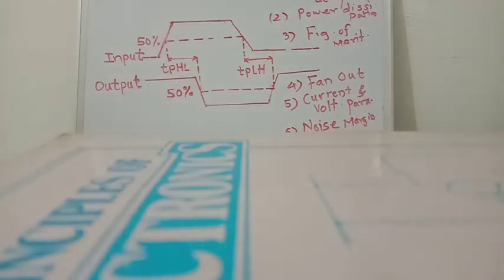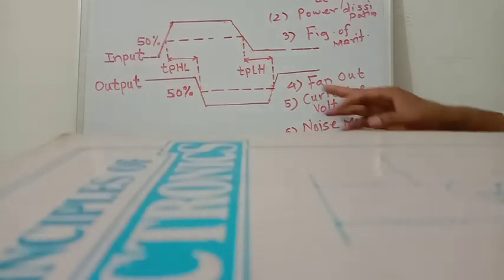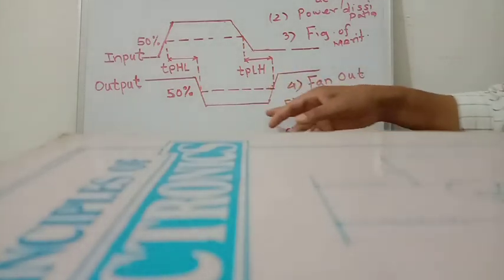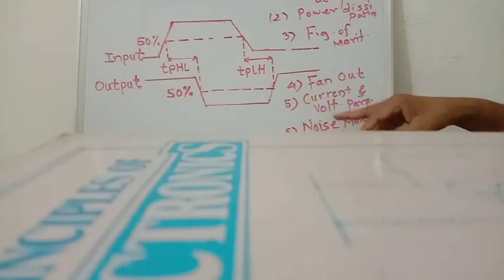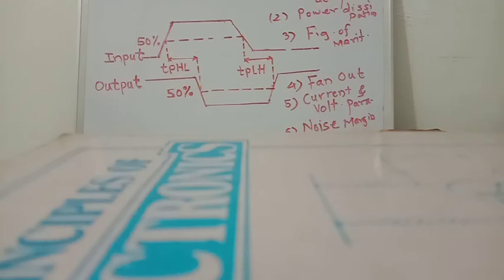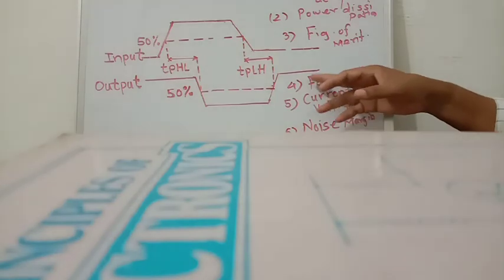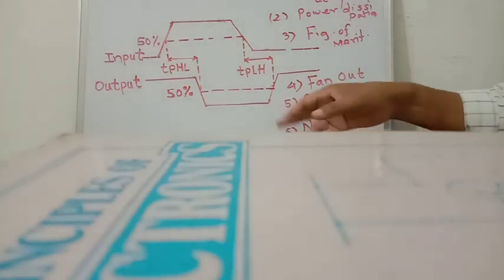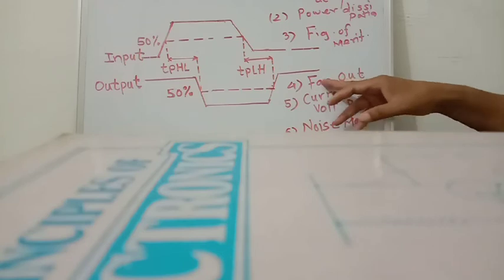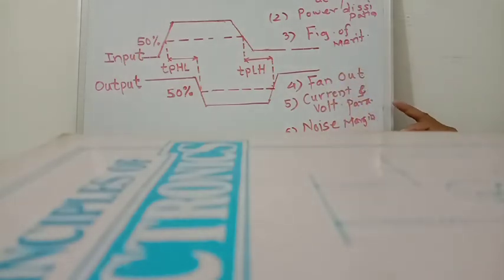Fan in rating and fan out. Fan in is the total number of inputs to the gate. Fan out is the number of similar gates which can be driven by a gate. For the standard TTL family, the fan out is 10, which means it can drive 10 similar gates.